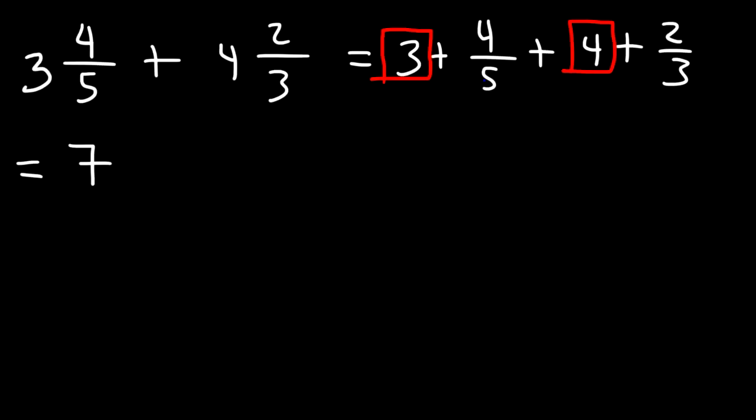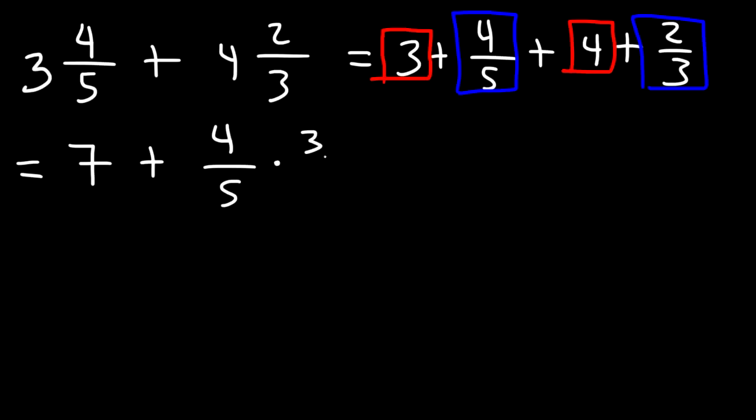Now how can we add these two fractions? 4 over 5 plus 2 over 3. And so what we need to do is get common denominators. The common denominator between 5 and 3 is going to be 15. So this fraction, 4 over 5, I'm going to multiply it by 3 over 3 to get a common denominator of 15. And the second fraction, 2 over 3, I'm going to multiply by 5 over 5.